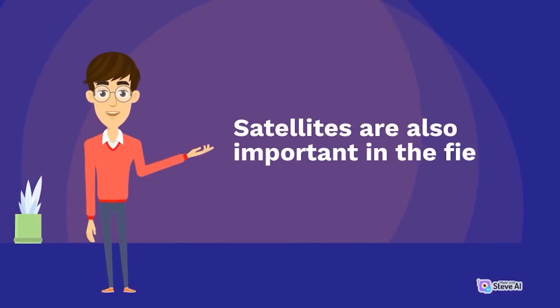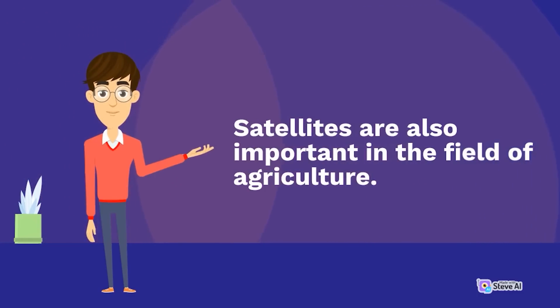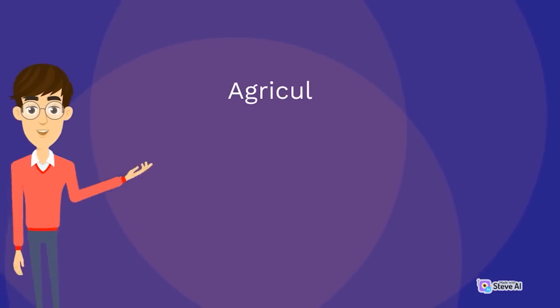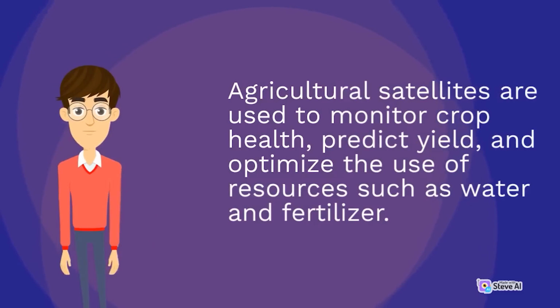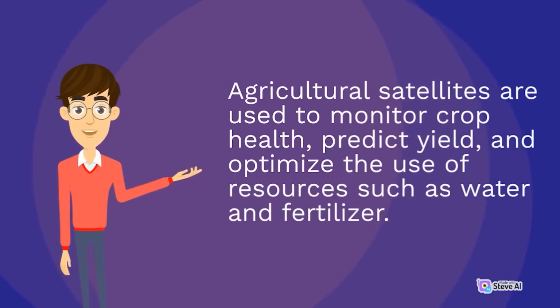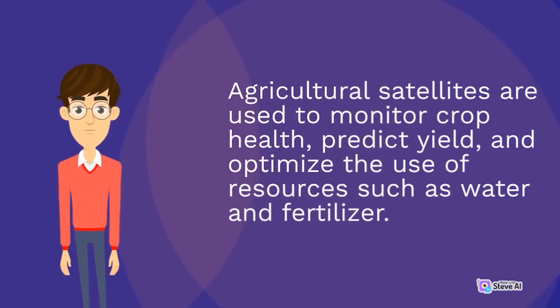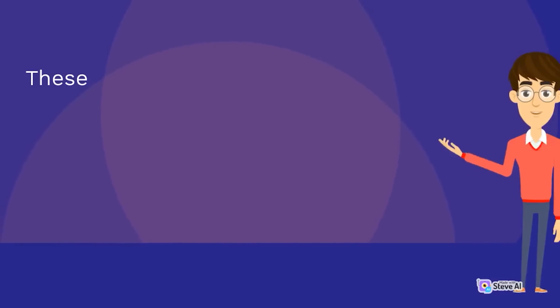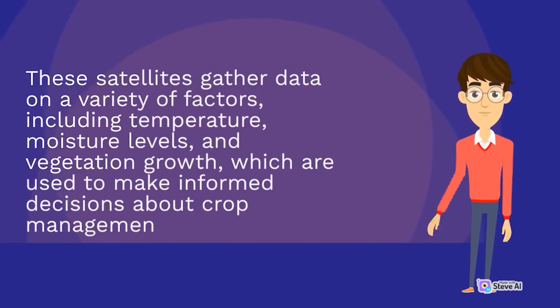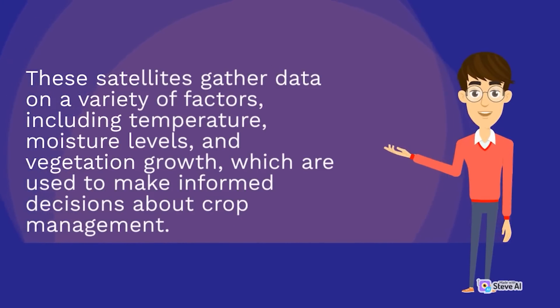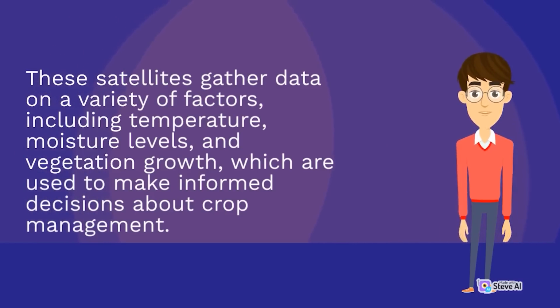Satellites are also important in the field of agriculture. Agricultural satellites are used to monitor crop health, predict yield, and optimize the use of resources such as water and fertilizer. These satellites gather data on a variety of factors, including temperature, moisture levels, and vegetation growth, which are used to make informed decisions about crop management.